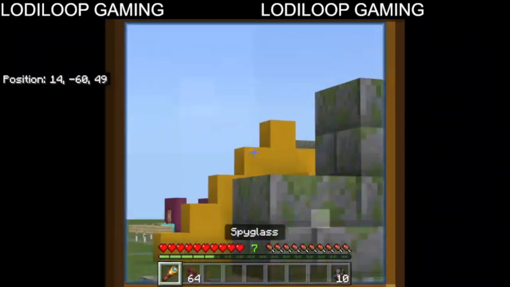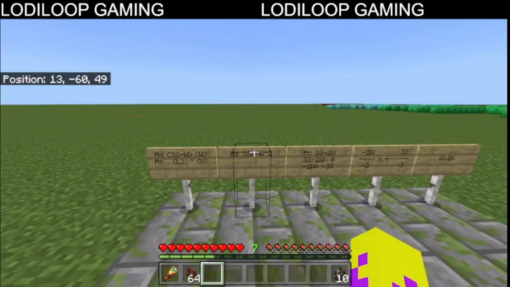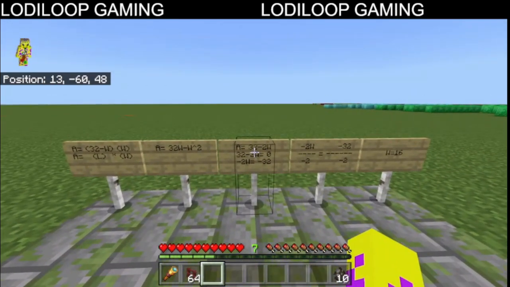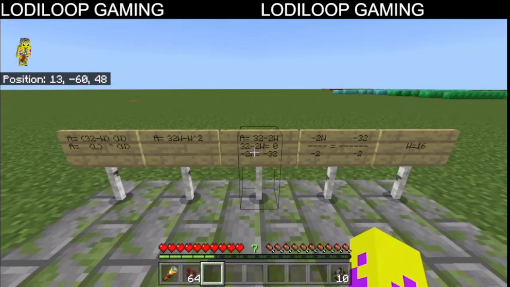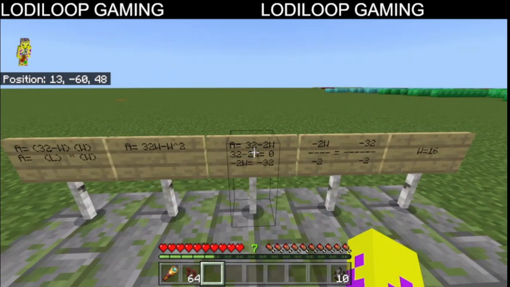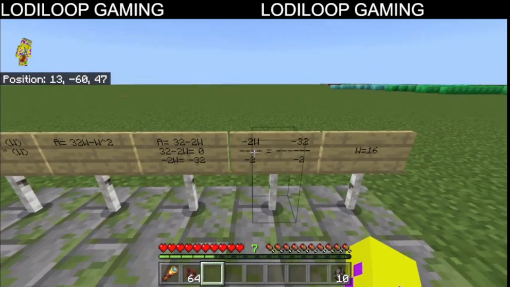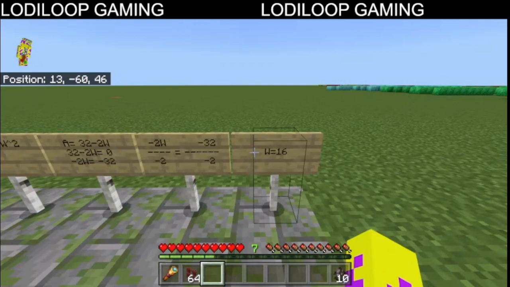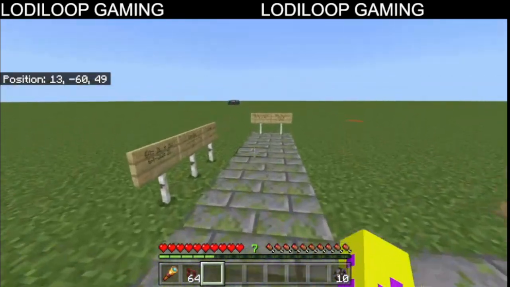Now this is where the derivatives come into play. We want to take the derivative of this function, which is 32 minus 2 widths. Now we want to set 32 minus 2W equal to 0, and we get negative 2W equals negative 32, which we can divide by negative 2, which makes the width equal 16. Now we have how wide our fence should be.